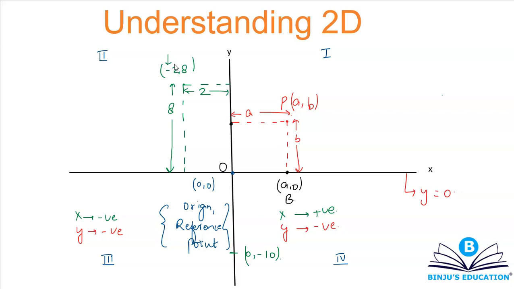Similarly, in the third quadrant, if you have a point minus 3 comma minus 5, so 3 units from y and 5 units from x. That minus and plus sign simply represents that the point lies in which quadrant. That's all the meaning it carries. Okay, nothing else.